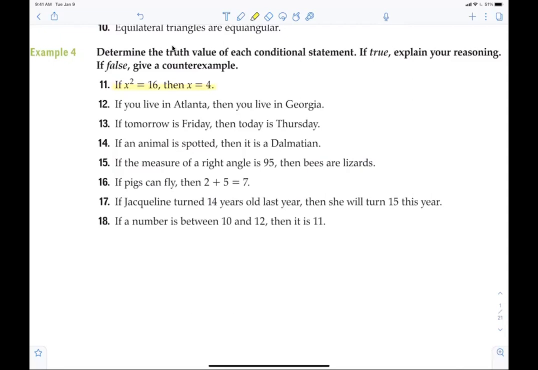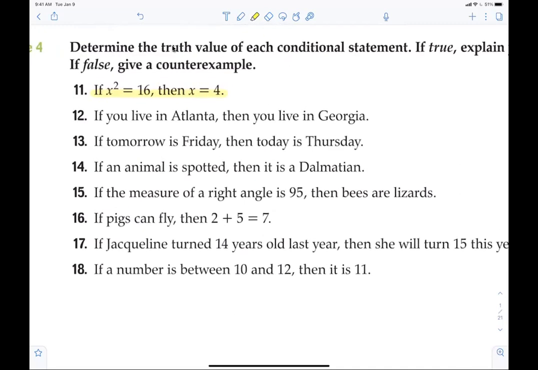Can someone tell me if that's true or false? So far, I have 2 truths. Anybody else? Tell them, Lexi. False, because it could also be negative 4. That is true. That's just how annoying it is, guys.